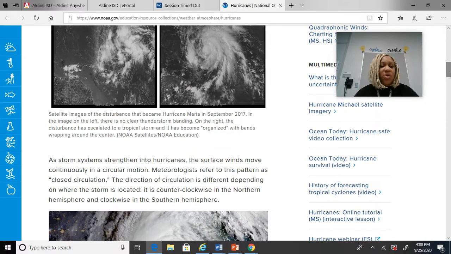As storm systems strengthen into hurricanes, the surface winds move continuously in a circular motion. Meteorologists refer to this pattern as closed circulation. The direction of circulation is different depending on where the storm is located. It is counterclockwise in the northern hemisphere and clockwise in the southern hemisphere. Remember, that's that Coriolis effect. Okay, it looks like it's going different directions, but honestly, it's really kind of perpendicular.